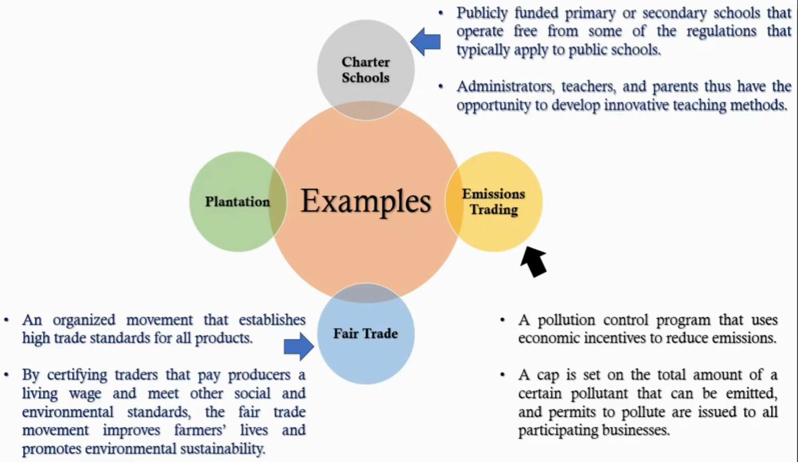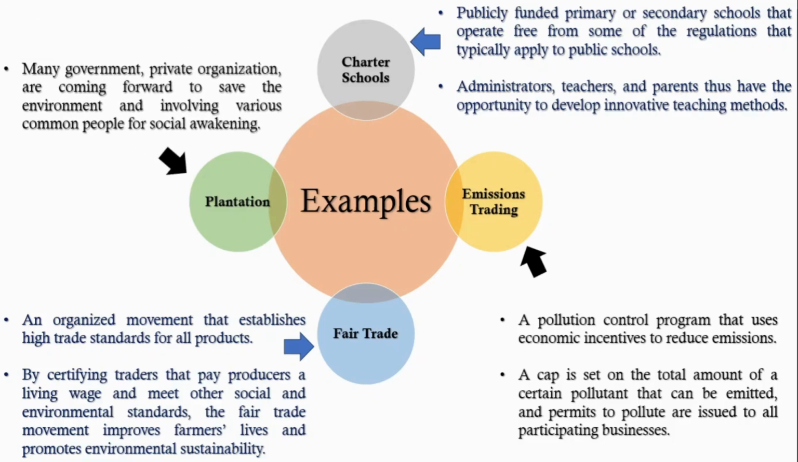Now comes the last example, the fourth one, and what is that? Plantation. For plantation, many governments and private organizations are coming forward to save the environment, as well as involving various common people for social awakening. So these are just four examples of social innovation. Other examples are also there where you can think about the society as well as the upliftment of the lower class as well as sustainability achievement.